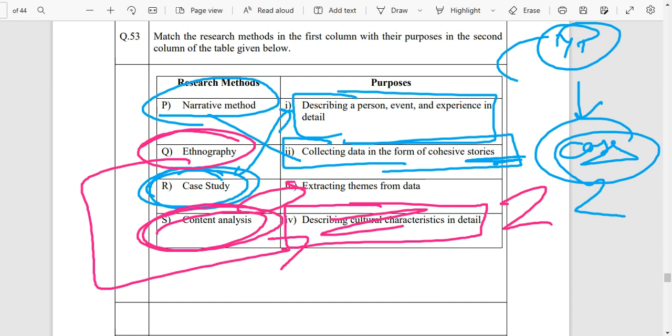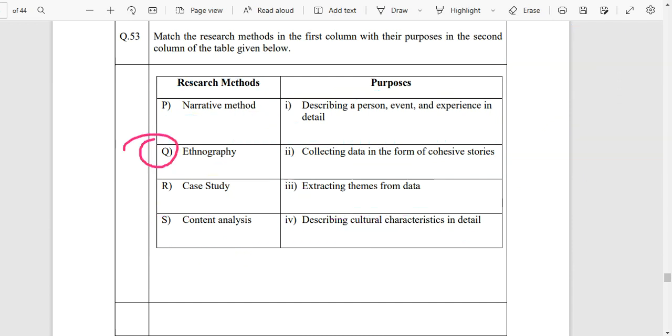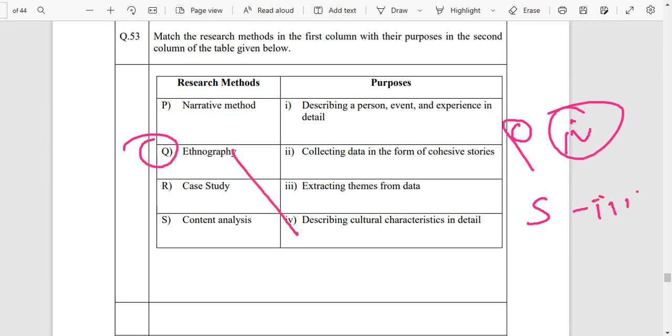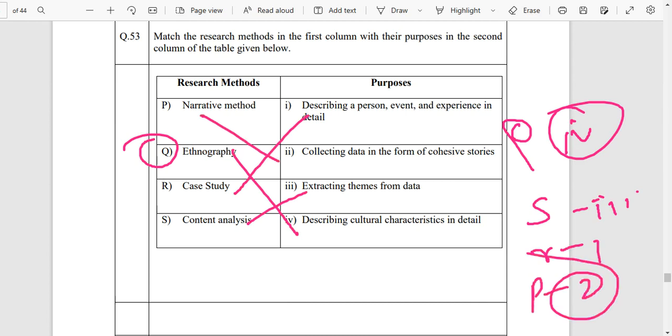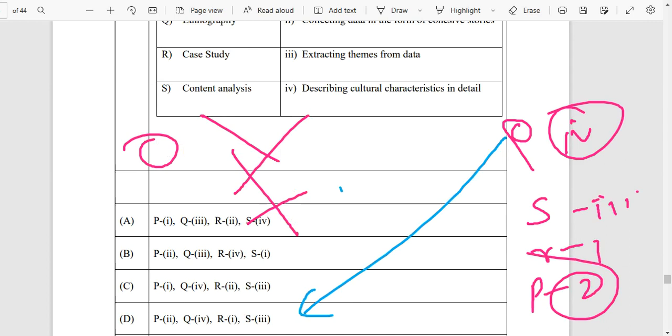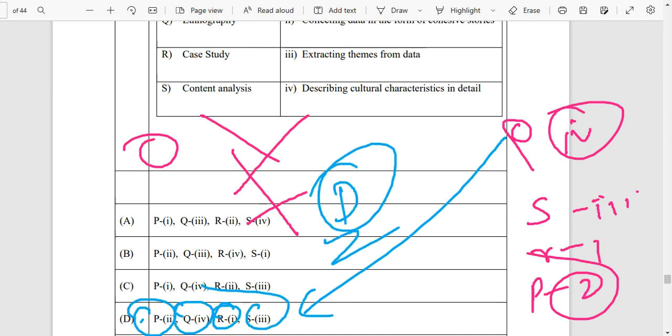So what should be the right answer over here? It should be Q4, S3, then we have R as 1 and P as 2. So we have here option number D as the right answer. P2, Q4, R1 and S3. Let's move on to the next question.